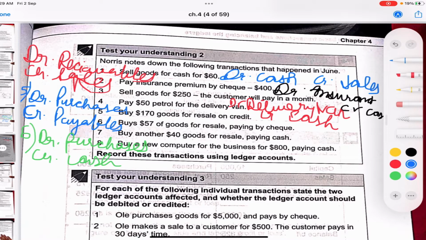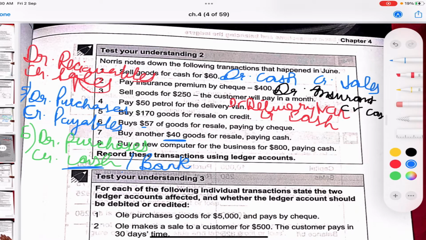What after sixth, seventh? Buy another $40 goods for resale paying cash. Okay, so here we could have written the same thing. Here we could have written cash or bank, whatever. So in the second question, the entry remains the same, only the number changes. In the sixth, there is 57, here we have 40. The last one, buy a new computer for business for 800 paying cash.